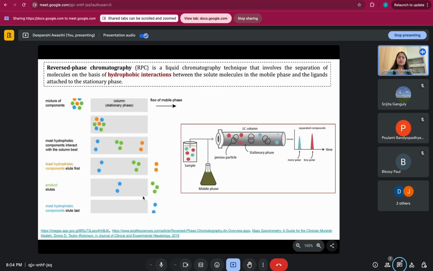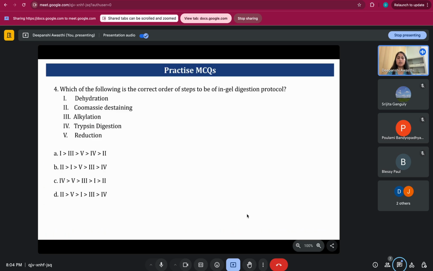And here I have given a representation of how it works. There is a column and this is how the separation will happen. The most hydrophobic components will elute last, whereas the least hydrophobic will move first. So this is about the technique and how it works.